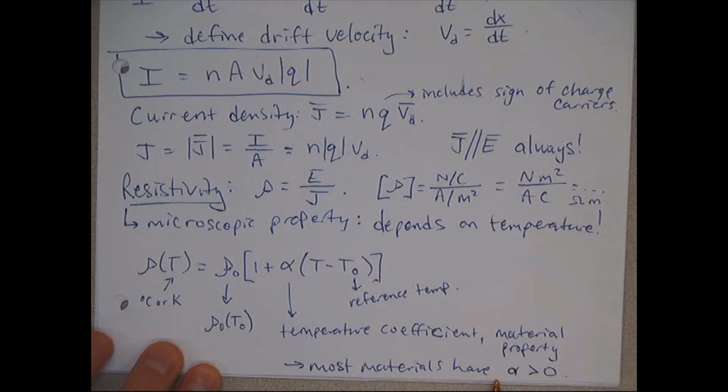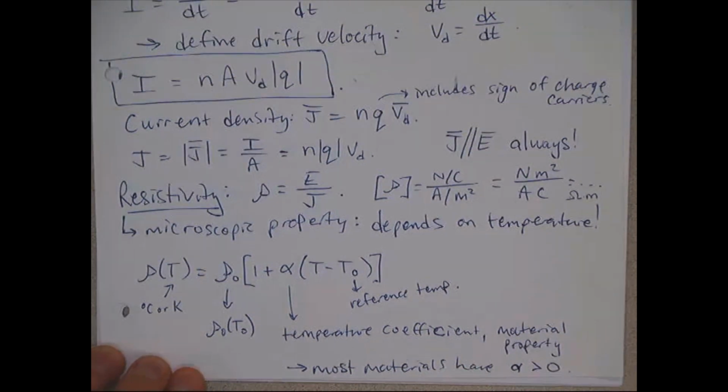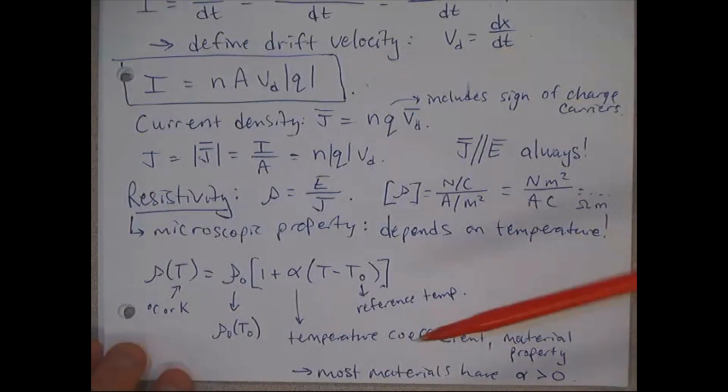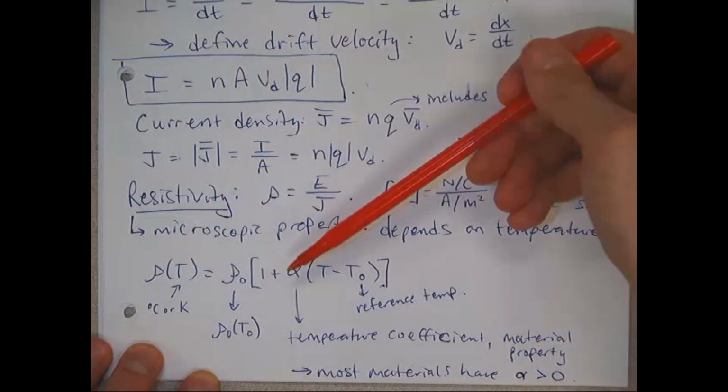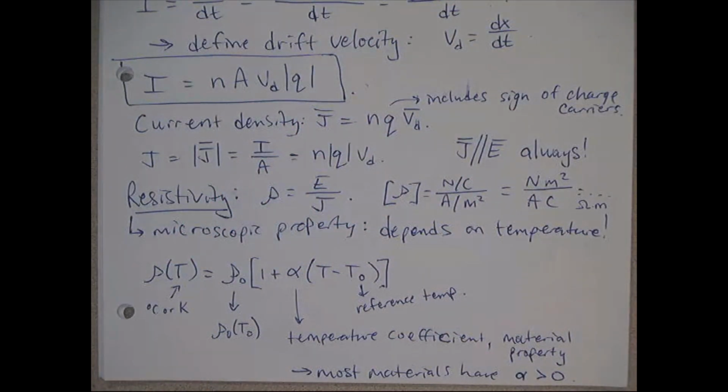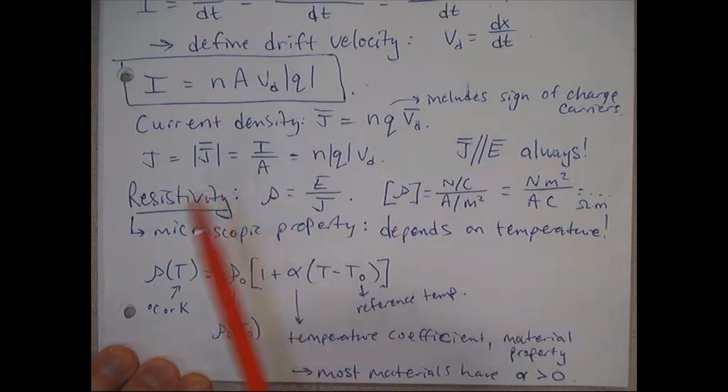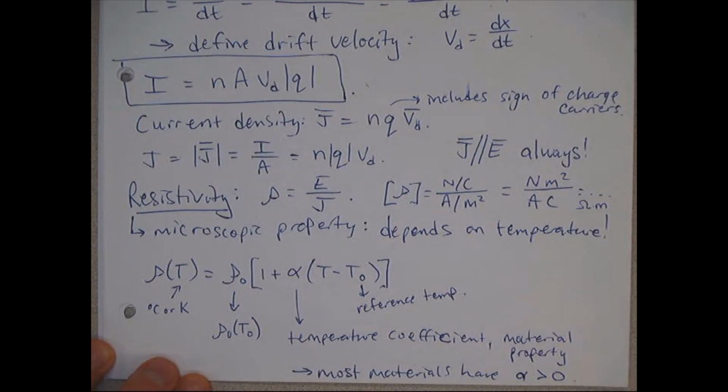Most materials have an alpha which is greater than 0. Metals fall into this category. What it tells you is that as they heat up, they resist the flow of current more. So it serves as a negative feedback mechanism. If you try to push too much current through a wire, it will heat up. It will become more resistive to the flow of that current.